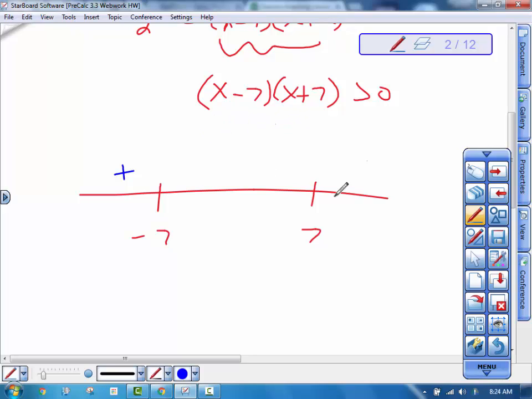Pick a number between -7 and 7, like 0. 0 gives you a negative times a positive, which is a negative. And a number greater than 7, like 8, gives you a positive and a positive, so that's positive.